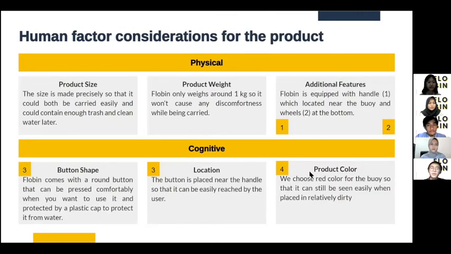Now are the human factor considerations of our product. First is the physical factor. The size is made precisely so that it can be carried easily, and it weighs only about 1 kilogram. There are also additional features such as handles and wheels.